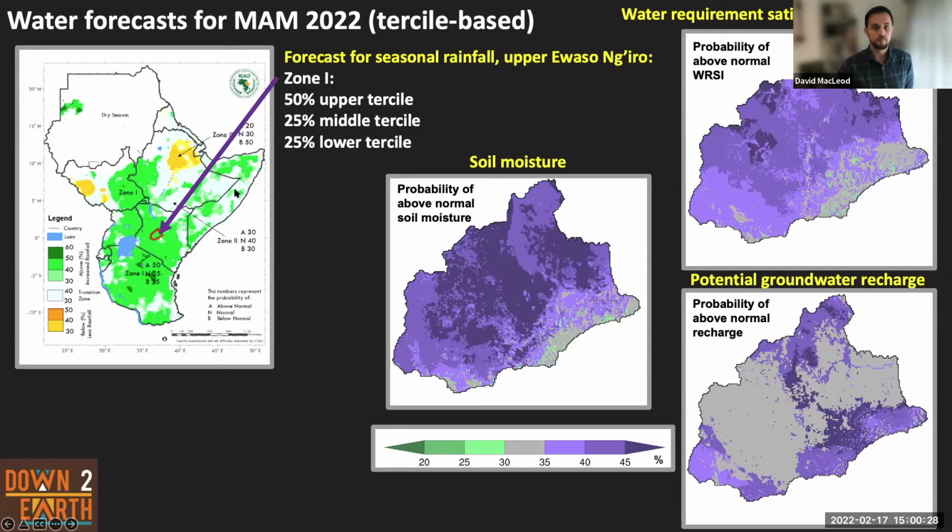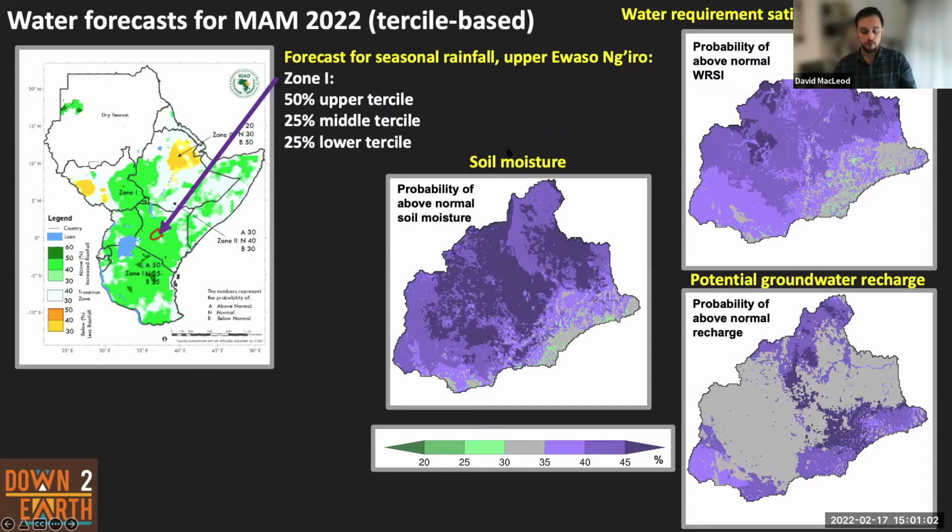So we have Upper Uaso Nyiro here in Kenya, and that's falling in zone 1, this large green area. And here it's indicating 50% upper tercile, 25% middle, and 25% lower. So it's hedging slightly towards wet conditions. So half chance it will be in the upper tercile. So we run that through our model, and we get outcomes for, in the middle, soil moisture.